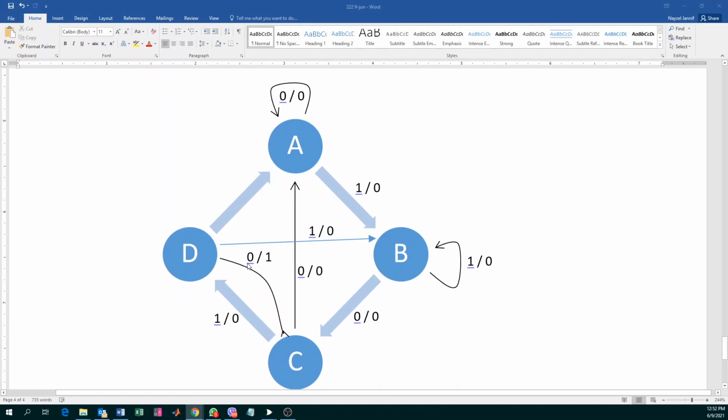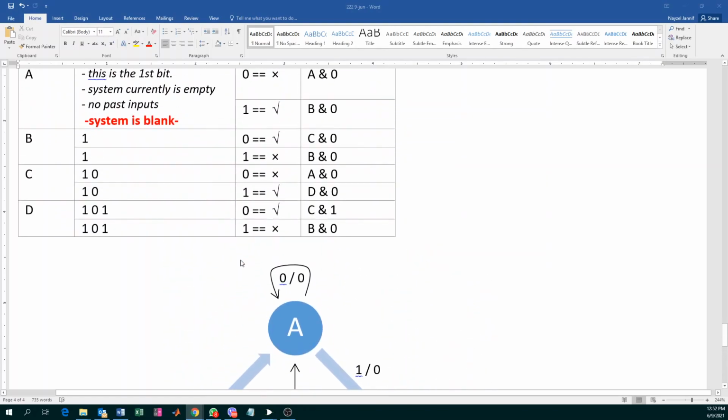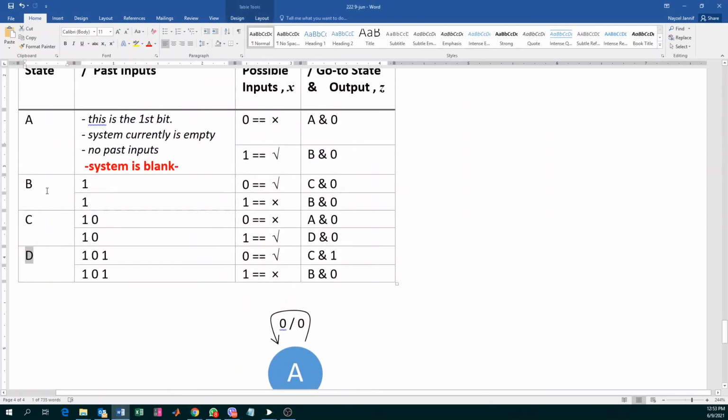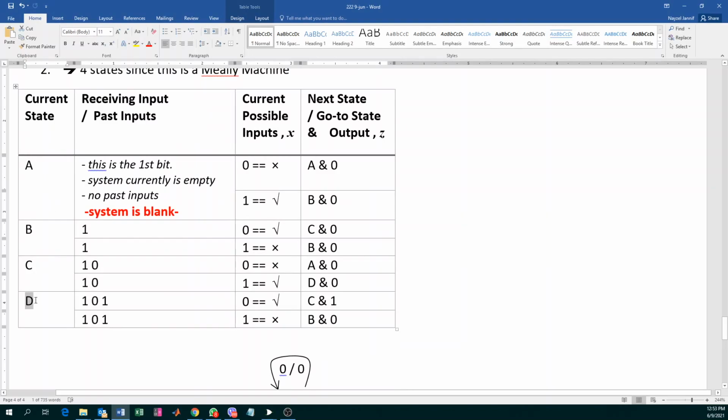Now, if you get a 0 in D, we're in state D. Look at this table here. We're in state D. We already got 101 in our bag. The moment we get a 0, our output is 1. That part is understood. Why do we have an output of 1? Because we have finally achieved a combination of 1 0 1 0.